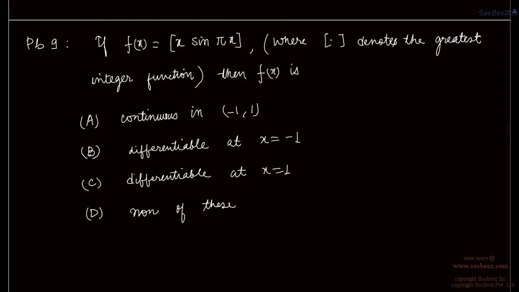Now moving to the next question. If f(x) is equal to greatest integer of x sin pi x, then f(x) is continuous in -1 to 1, differentiable at x is equal to -1, and so on. Since now we have to check the differentiability and continuity of the function. f(x) is equal to greatest integer of x sin pi x, right?